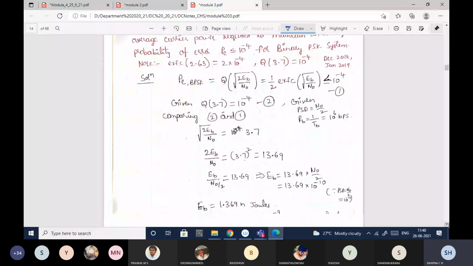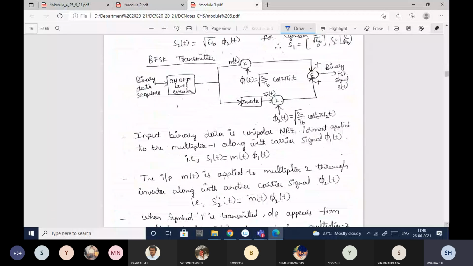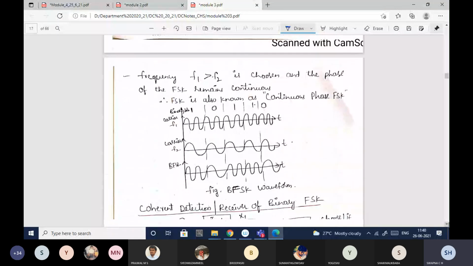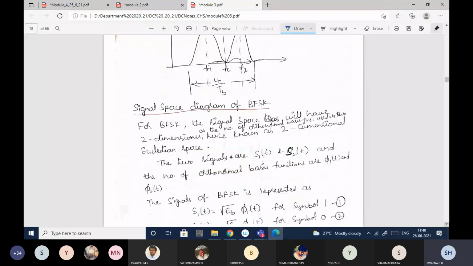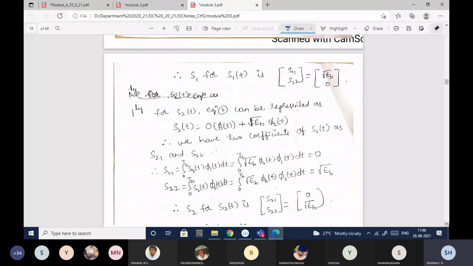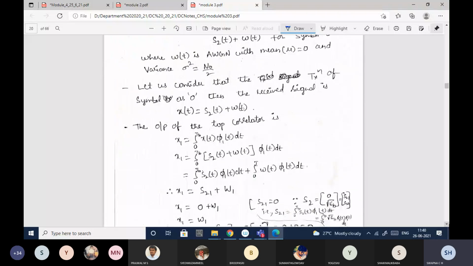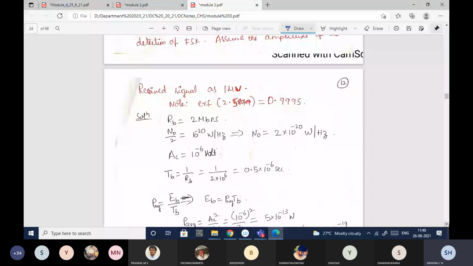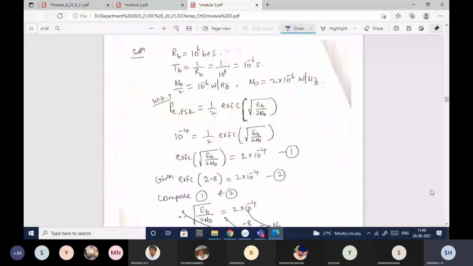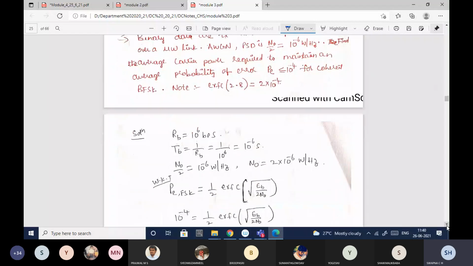Then after that you have binary FSK. Binary FSK, again transmitter and receiver of binary FSK, and then the signal space diagram of your BFSK. Then comes probability of error of BFSK. All this. Then problems related to that. Problems are also there, don't neglect problems, even problems have been given.